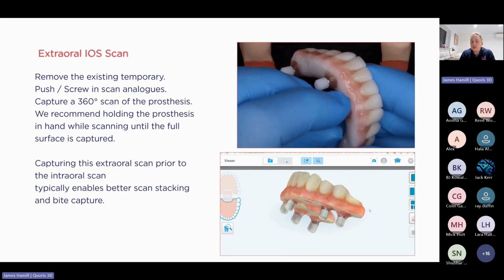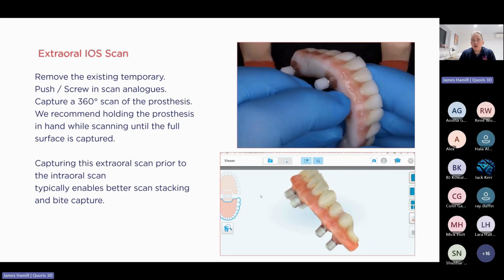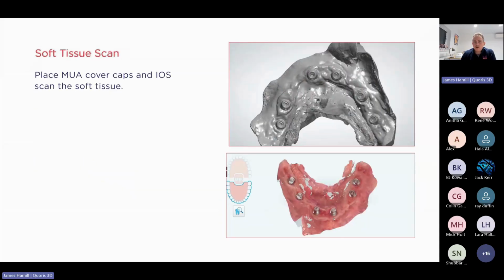Now, if you use arch bridge, they come in your kit. If you use arch or an OptiSplint, they also come in your kit. And it really allows a much more accurate stacking. Remember earlier on we talked about the skill of the lab in taking all of this information and putting it together. By adding these analogs and doing this 360 scan, it makes life so much easier and importantly more accurate. So attaching the scan flags and scanning the bridge 360 in your hand is your 4th intraoral scan.